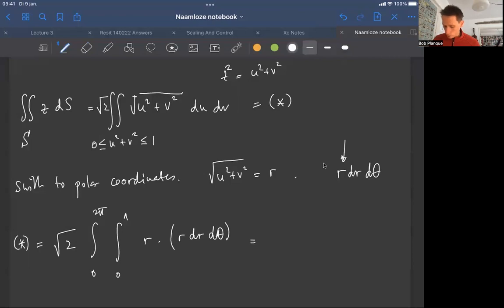So this is square root 2. The integrand does not depend on theta, so we just pick up a factor of 2 pi times the integral from 0 to 1 of r squared dr, which is 2 square root 2 times pi. And then you get 1/3 r cubed between 0 and 1, so that gives you 1/3. And there's your final answer.